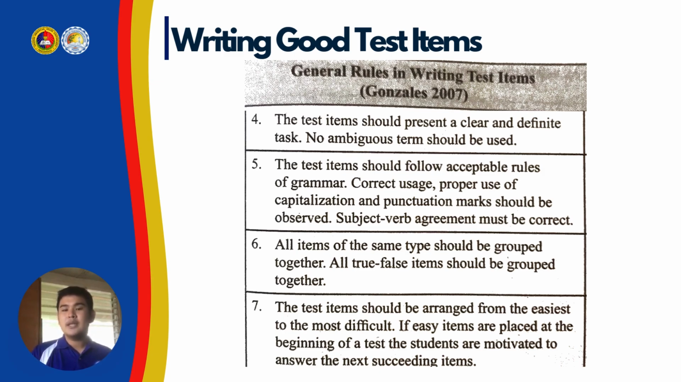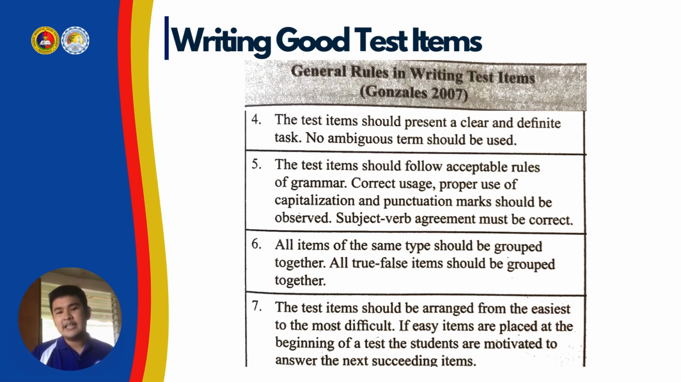Fifth important rule is that the test items should follow acceptable rules of grammar. This includes correct usage of capitalization, punctuation, and ensuring subject-verb agreement. If our questions contain grammatical errors, it can lead to confusion and may reflect poorly on our professionalism. For instance, instead of asking what is the capital of France, we should write what is the capital of France properly. Proper grammar helps maintain clarity and credibility.